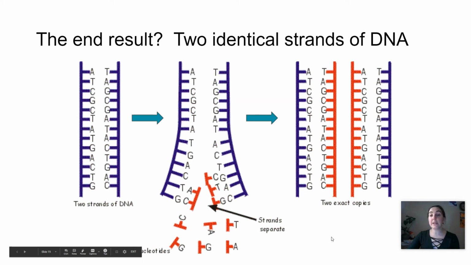So this is a really important process. As cells start getting ready to divide and multiply and make more cells, every single cell needs to have an exact copy of its DNA. I hope that process made sense.